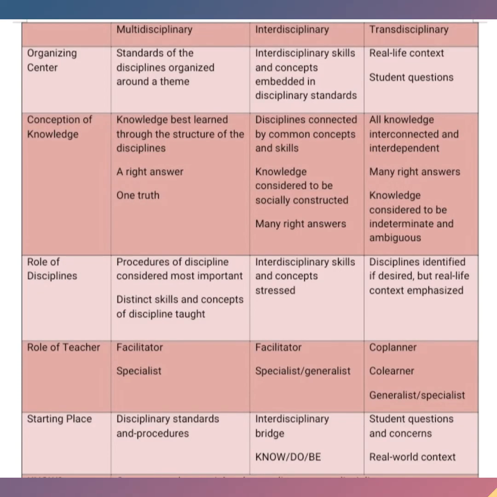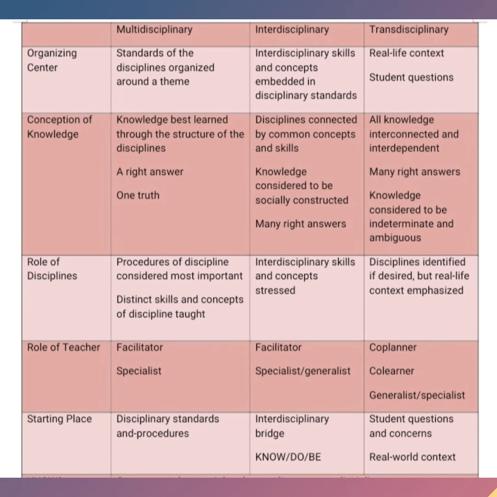In terms of their organizing center, in multidisciplinary, standards of the disciplines are organized around a theme. In interdisciplinary, skills and concepts are embedded in disciplinary standards. In transdisciplinary, it is real-life context, where students' questions are the focus. In terms of their conception of knowledge, in multidisciplinary, knowledge is best learned through the structure of the disciplines. In interdisciplinary, disciplines are connected by common concepts and skills, and knowledge is considered to be socially constructed. In transdisciplinary, all knowledge is interconnected and interdependent. Knowledge is considered to be indeterminate and ambiguous.